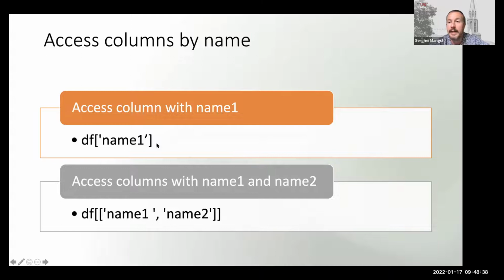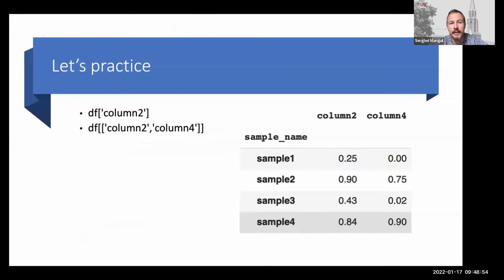Okay, you can access more than one column at the same time. Sure, you can. So you say df, name 1, name 2, right? Then you will get 2 columns. So if we do df column 2, column 4, that will be our output, right? You can see that we have got a new table on the screen, or in your notebook, where you see 2 columns, column 2 and column 4.